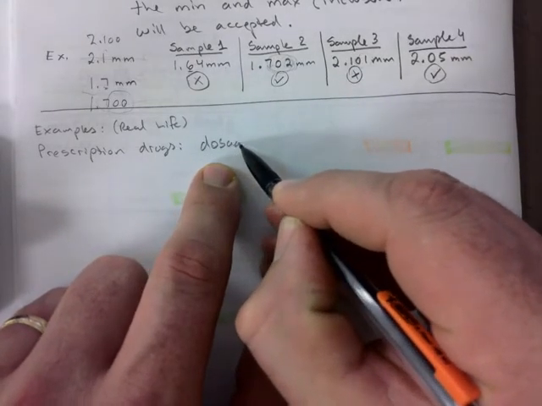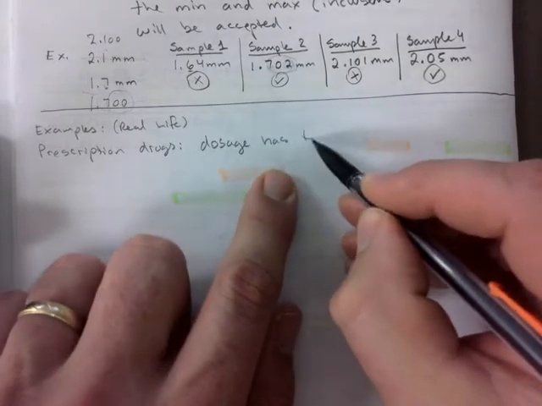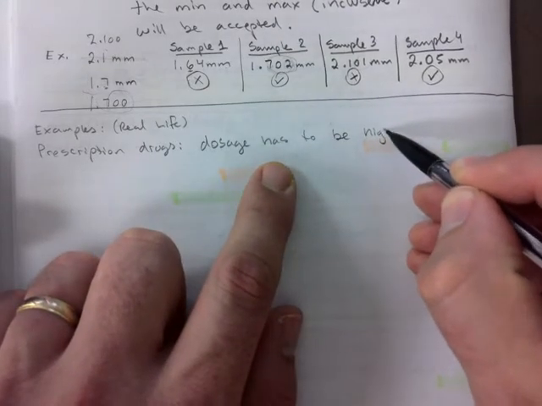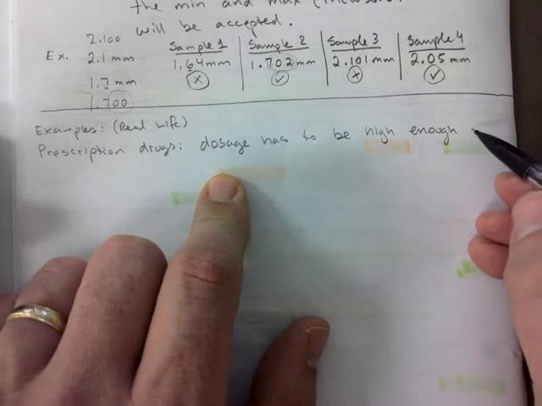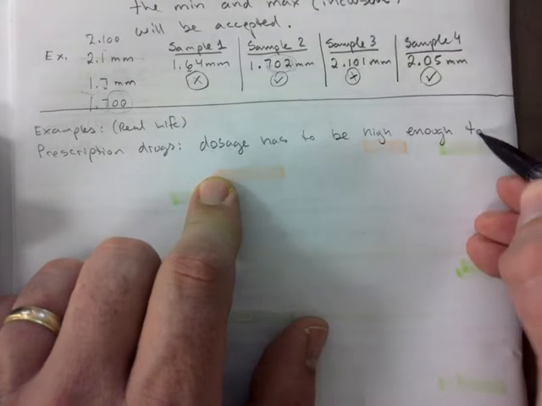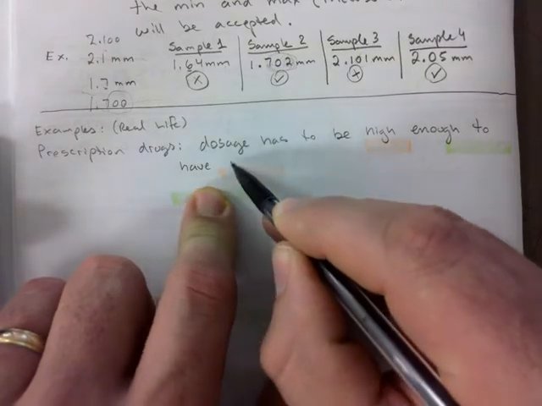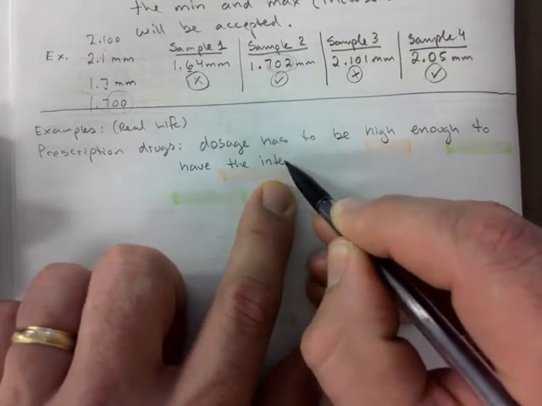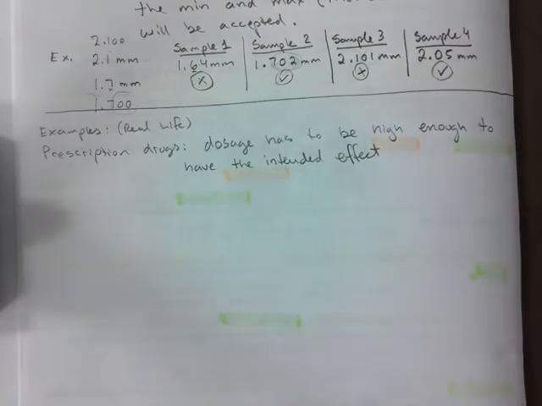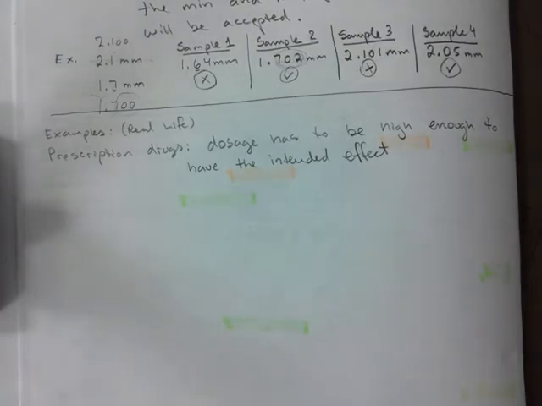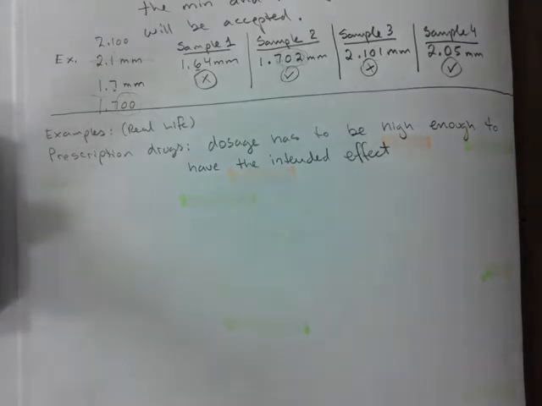Dosage has to be high enough to have the intended effect. So it has to be high enough to do something. Like if I take 1 Tylenol, I'm a big guy, it's not going to do anything for me. I need to take 2, right? My kids, right, they take 1. So the dosage has to be high enough to do what you want it to do.